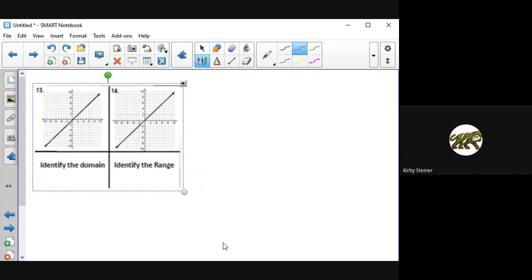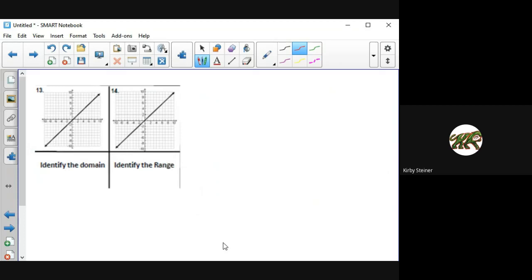So this is the same function. For number 13, we're identifying the domain. For number 14, we're identifying the range. So let's do these two. Remember earlier we said we needed to look at the arrows, right? So we can look at graphical features to help us define domain and range.